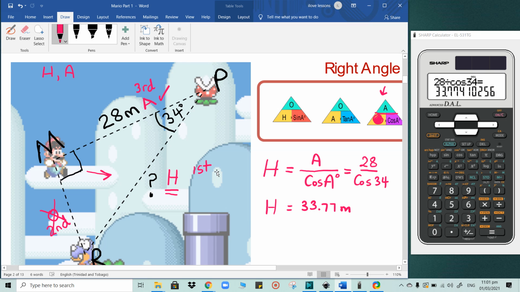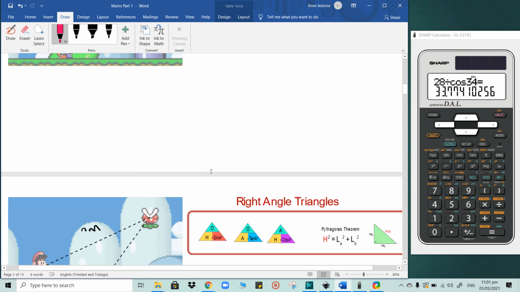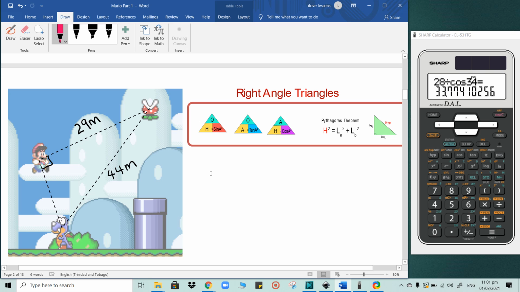Okay guys, so that was our first question. Let's move on to the next question here. I've used the same clip, but this time I've changed the information. Let me put in the letters here first. We have Mario, we have the piranha plant, and we have Rex. Let's say we want to find this angle here. So I'm going to put a question mark. We are trying to find angle R.